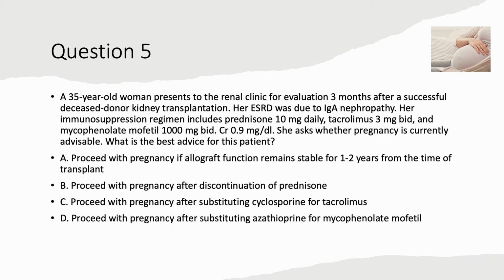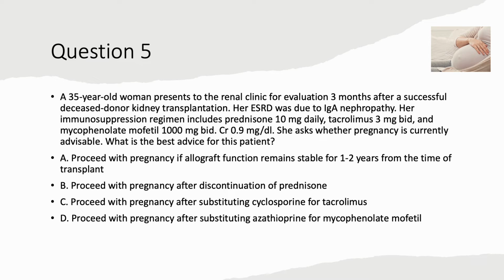Creatinine 0.9 mg per deciliter. She asks whether pregnancy is currently advisable 3 months after transplant. What is the best advice for this patient? A. Proceed with pregnancy if allograft function remains stable for 1 to 2 years from the time of transplant. So she has to wait another 1 to 2 years.